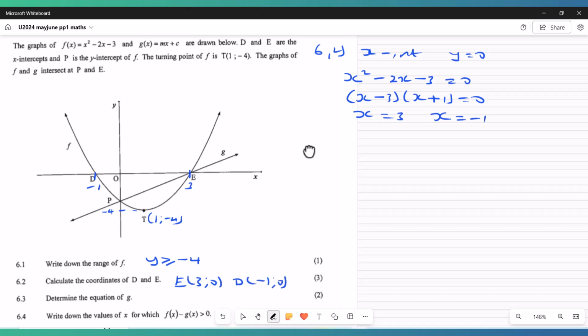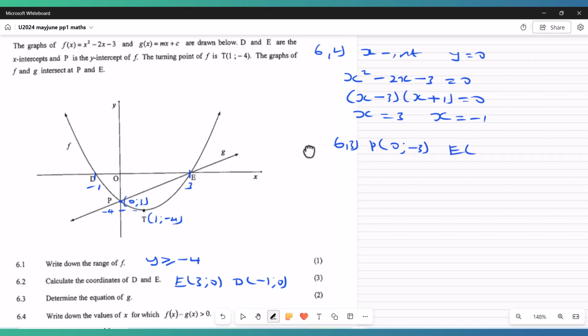Then the equation of g. Now this g is also passing through this point P. So point P is the y-intercept for this parabola as well, which I see from here, if I put 0 here, it's going to be 0 squared minus 0 minus 3. It's going to be -3 here. So P is (0, -3). And now the g of x is passing through these points here. We're doing 6.3 now. So we have the coordinates P, which is (0, -3), okay. Also passing through E, which is what?